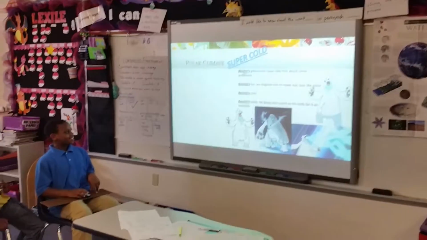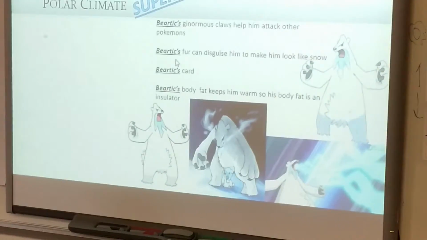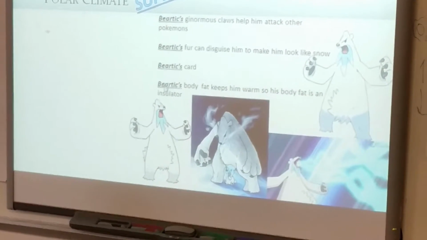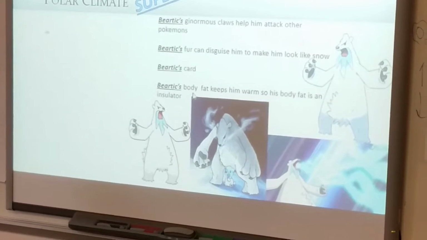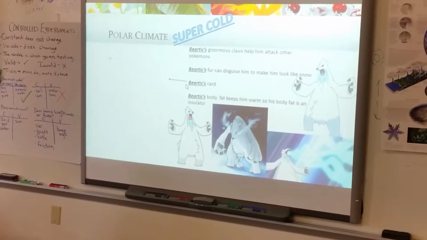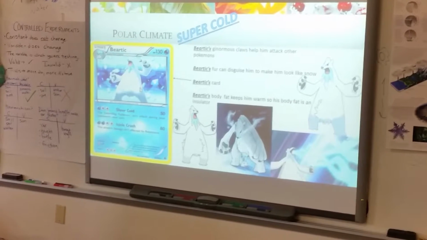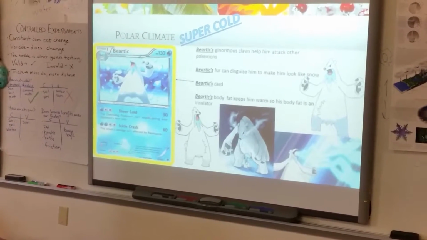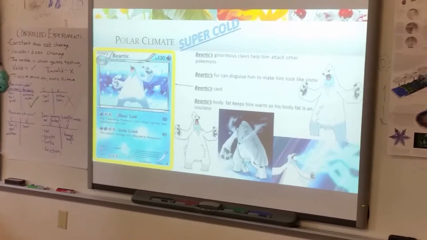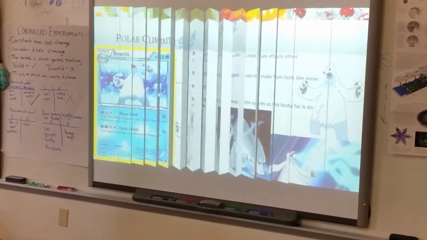Bear tick. Bear tick's ginormous claws help him attack other Pokemons. Bear tick's fur can disguise him to make him look like snow. Bear tick's card, which I'll show you in a moment. Bear tick's body fat keeps him warm, so his body fat is an insulator. That's bear tick? Yes. He can use a sheer cold move and an icicle crush, which I have no idea what those are.